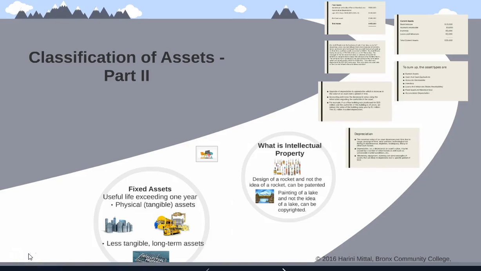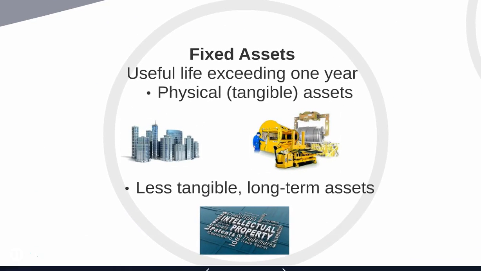In the previous video, we looked at current assets. In this video, we will look at the second type of assets, the fixed assets. Fixed assets are those assets which have a useful life exceeding 1 year, as opposed to current assets which have a useful life less than a year, or which can be converted into cash within a year.